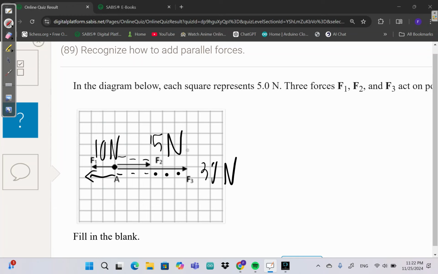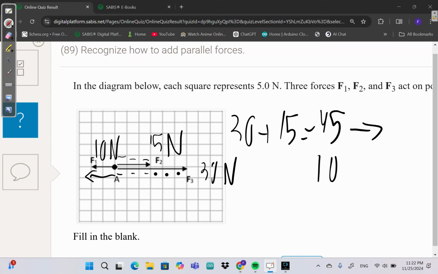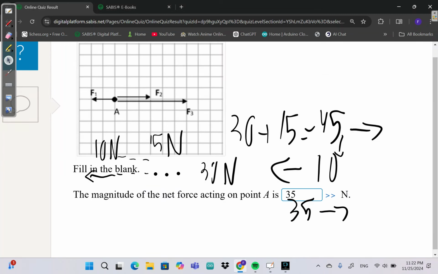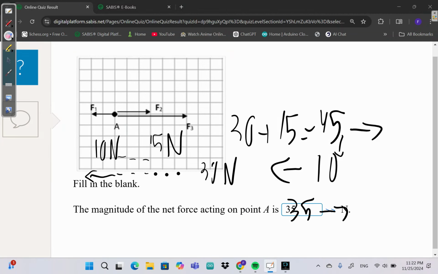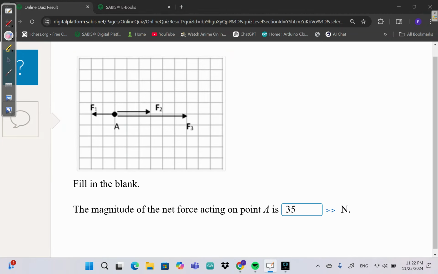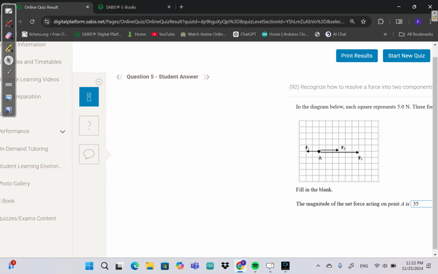So we have to add the ones that are on the same side. So it's 30 plus 15, which is 45 to the right. And we have 10 to the left. So we subtract them, we're going to get 35 to the right. And the magnitude is 35. They're going to ask for the direction. Okay. Next question now. Question 5.